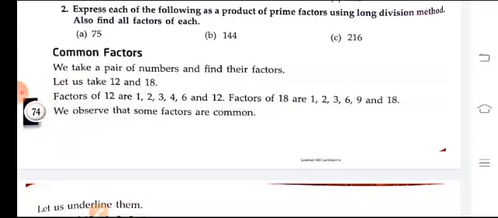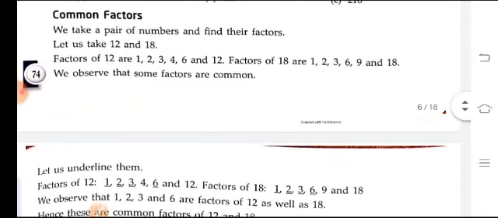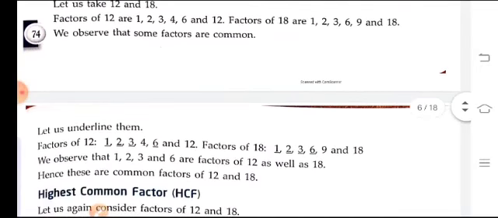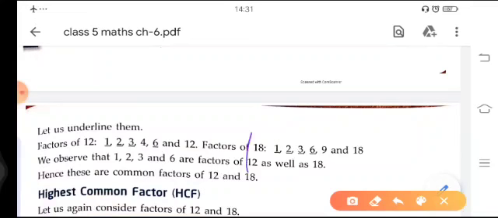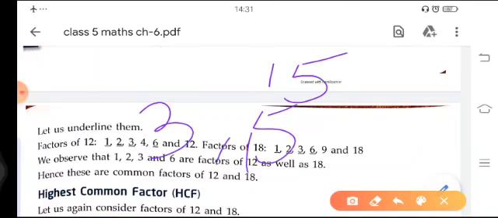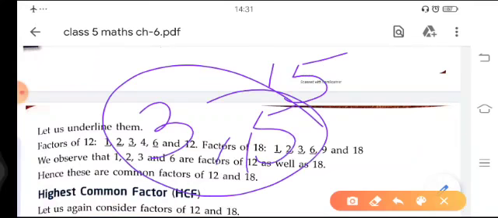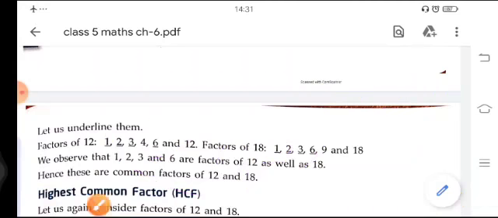Common factors are those factors which appear in more than one number. The factors which are common to any two different numbers are known as common factors, like 15. 3 and 5 are common factors of 15 because 15 is divided by 3 and 15 is divided by 5 also. So this is the common.